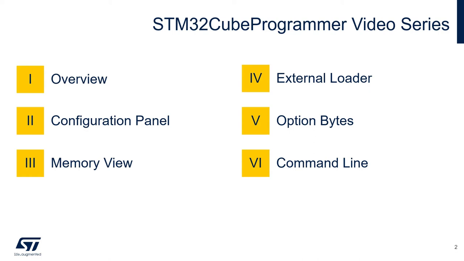In this video series, we will go over some topics to better understand how we can use this tool to program, read, and configure your STM32 microcontroller. First, we will see an overview of the STM32CubeProgrammer. Then, we will go over this configuration panel. We will look at the memory view, the external loader view, how to read, change, and program the option bytes, and last but not least, how the command line works. In this video, we will cover the overview, configuration panel, and the memory view.